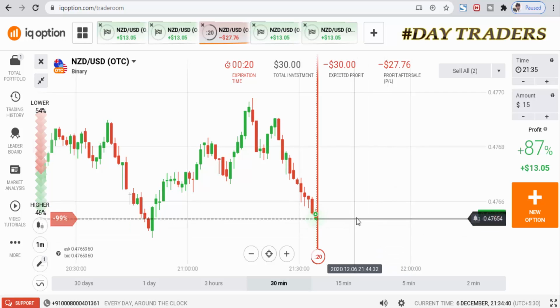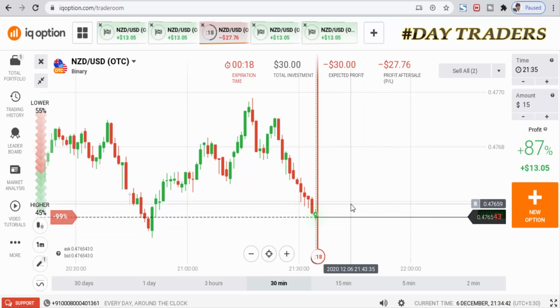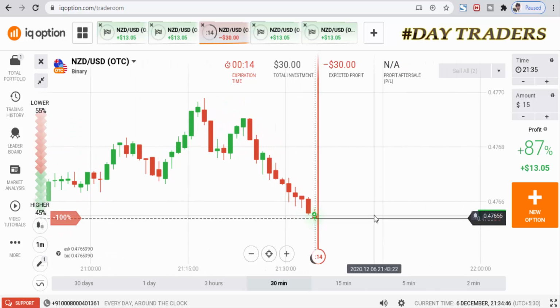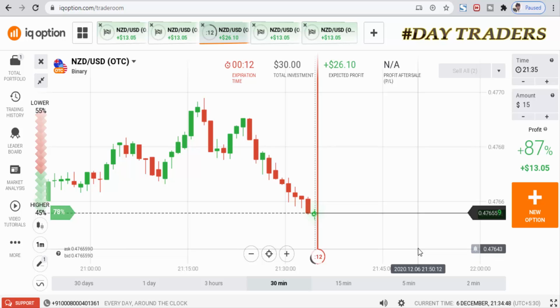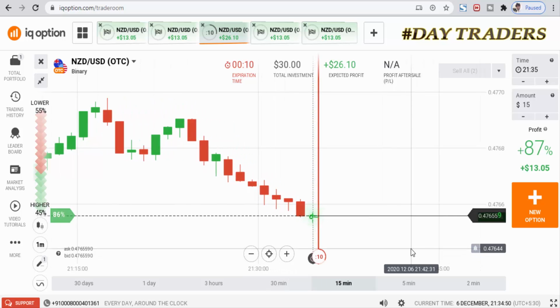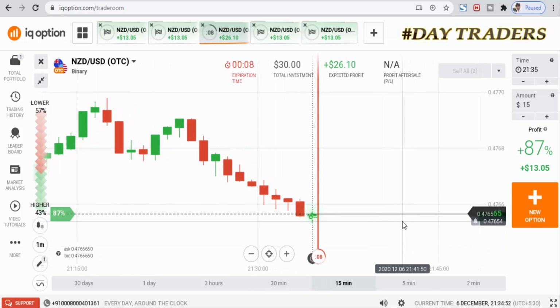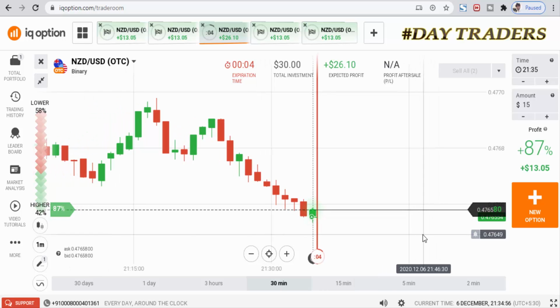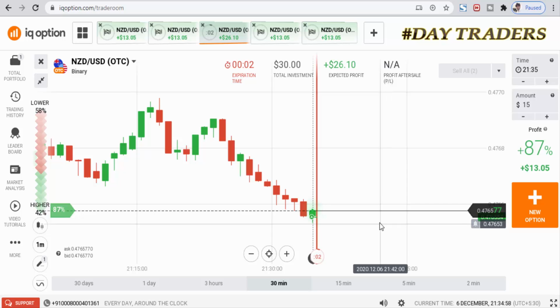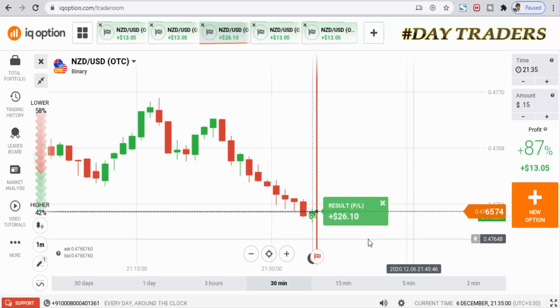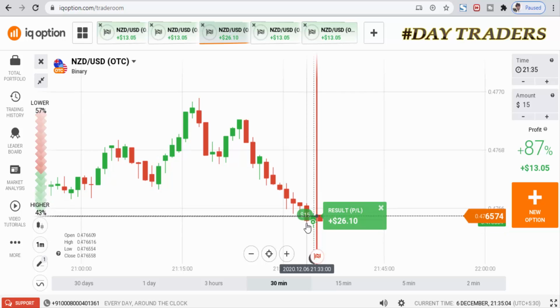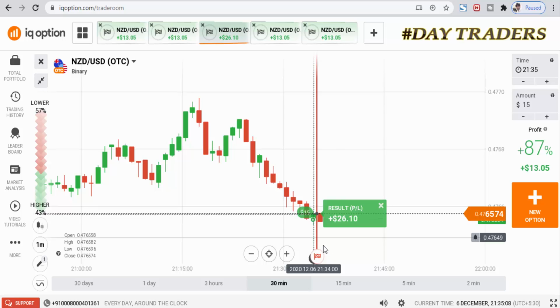So after the breakout I am expecting a retracement candle. But still some sellers are active in this market. Okay, we have 5 seconds only. Okay, entering the market. After this breakout, this is a Marubozu candle, so that's the reason I'll place a higher option. Let's make a retracement candle.